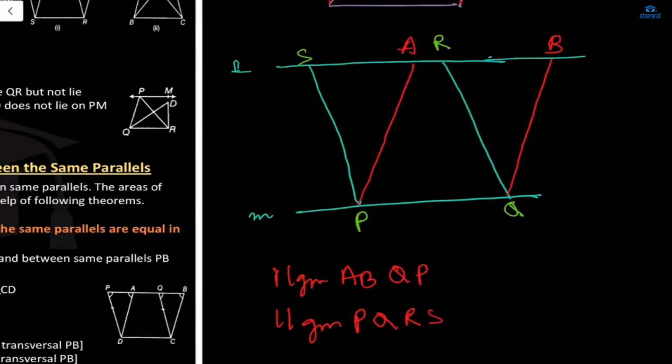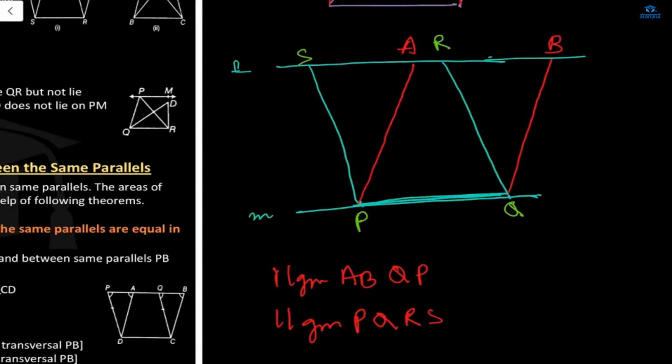You can see the base is the same. The base is PQ. On this same base, we have drawn two parallelograms: one is ABQP and one is PQRS. The base is the same, and they both lie between the same parallels, the same parallels L and M.